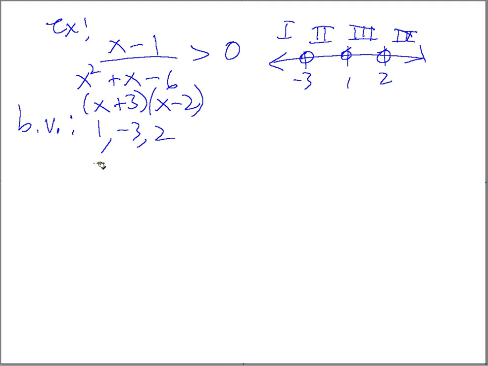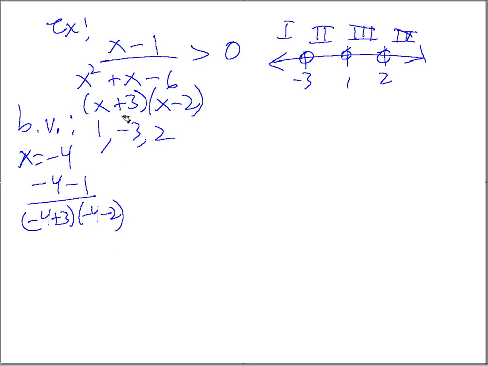Okay, so let's test the first one. Give me a number less than -3. How about -4? So let's test x equal to -4 here. Let's plug it in. So we get -4 minus 1 over -4 plus 3, and -4 minus 2. Just plug it into these 3 factors. You can put a parenthesis around that if you wanted to. But that's going to give me -5 over what?